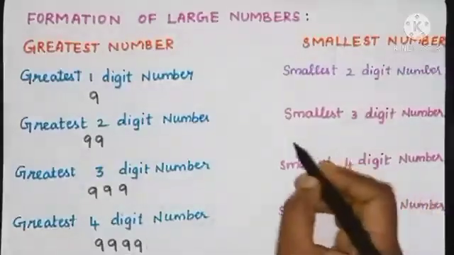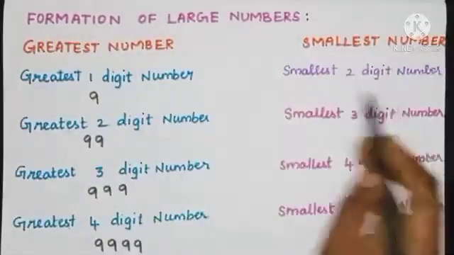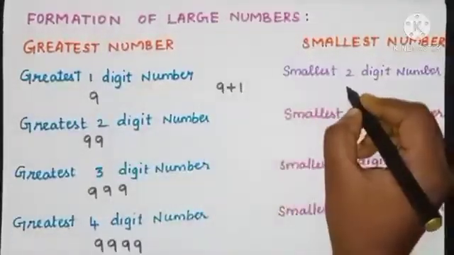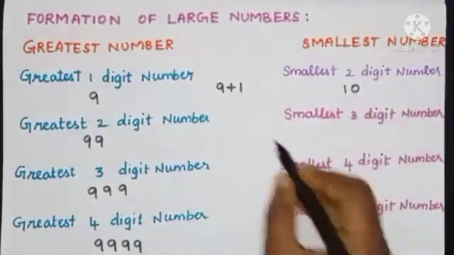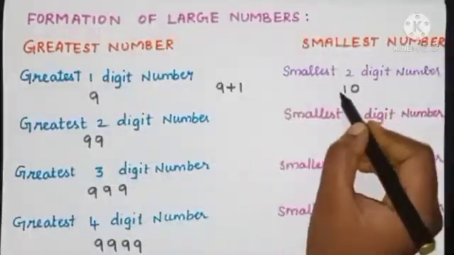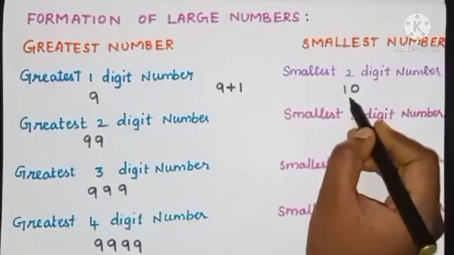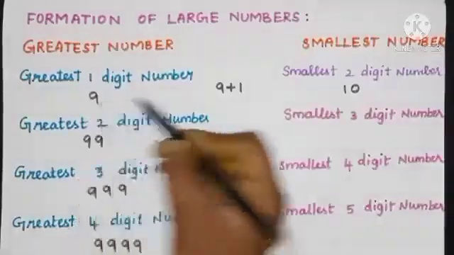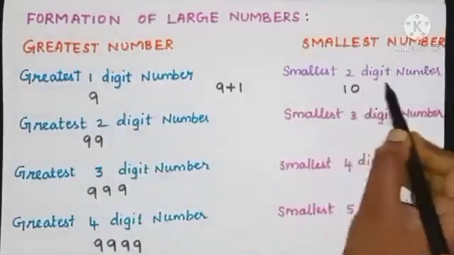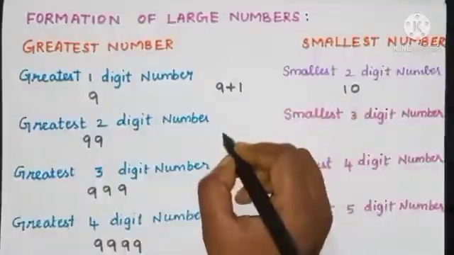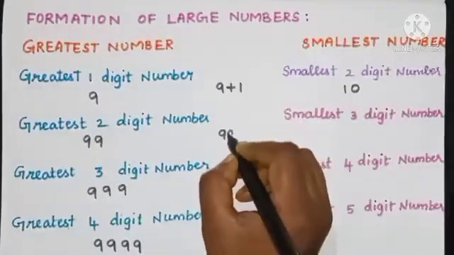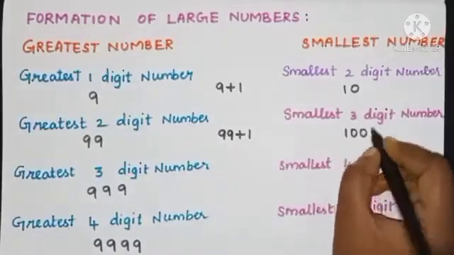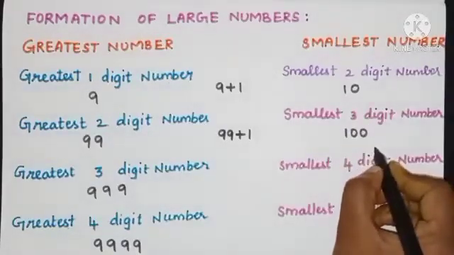Students, to find the smallest number, when you add 1 to the greatest one digit number, you will get the smallest two digit number. 9 plus 1 is 10. The smallest two digit number is 10. Similarly, when you add 1 to the greatest two digit number, 99 plus 1 is 100. 100 is the smallest three digit number.